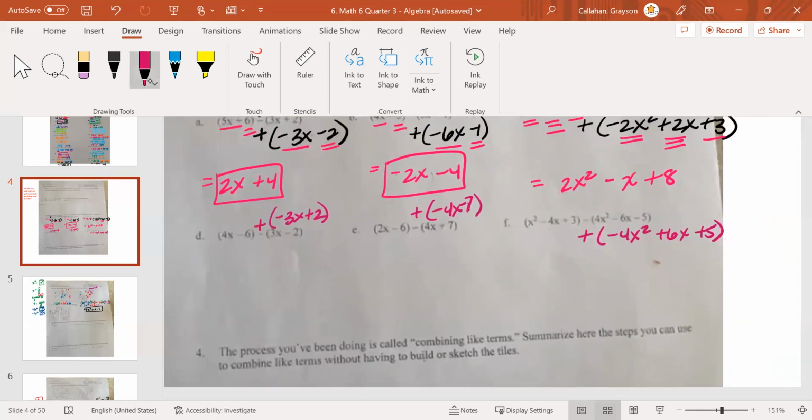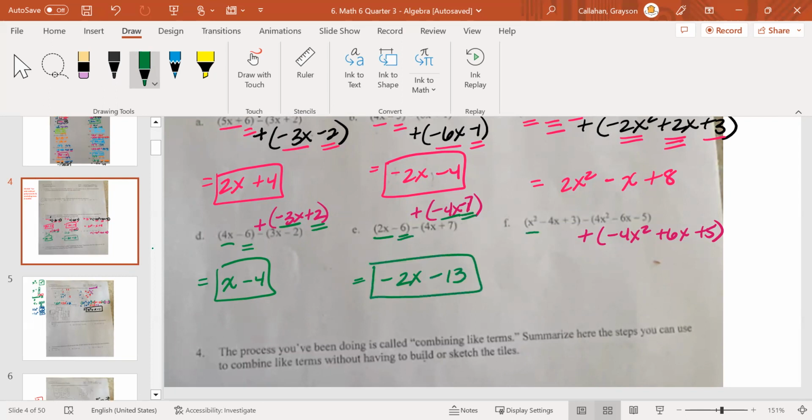Okay. So then once you have that, you need to combine like terms. First parenthesis with the second parenthesis. 4 minus 3 is x. Negative 6 plus 2 is a negative 4. 2 minus 4x is a negative 2x. Negative 6 minus 7 is a negative 13. x squared minus 4x squared is a negative 3x squared. Negative 4x plus 6 is a positive 2x. 3 plus 5 is an 8.